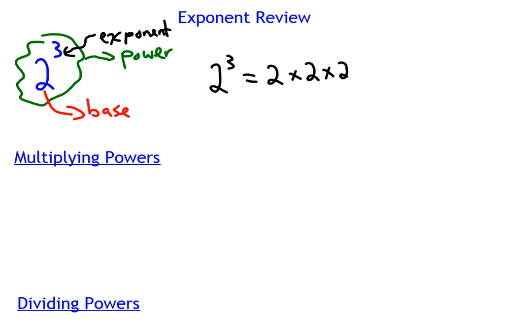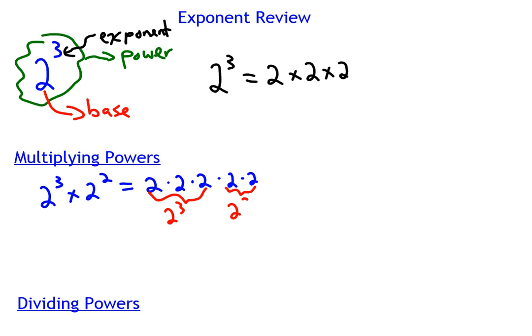So we'll start by multiplying powers. When we multiply powers, 2 cubed times 2 squared, 2 cubed just means 2 multiplied by itself 3 times. So there's 1, 2, and 3. And then 2 squared means 2 multiplied by itself twice. So 2 cubed is this. 2 squared is here. And if we count up the 2's here, there's 1, 2, 3, 4, 5 of them. So another way to write this is 2 to the exponent 5.